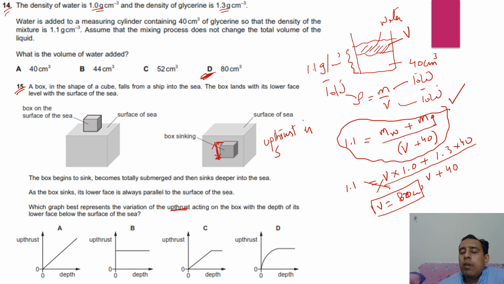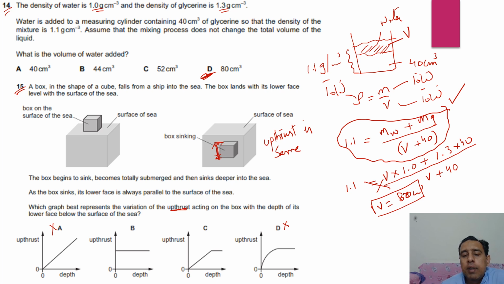Upthrust is the same because the upthrust is due to the pressure difference, and this height is the same. The pressure difference is the same, meaning the upthrust is the same. So this question is wrong. The thrust is changing, but here the upthrust is changing as well. But look at these two.